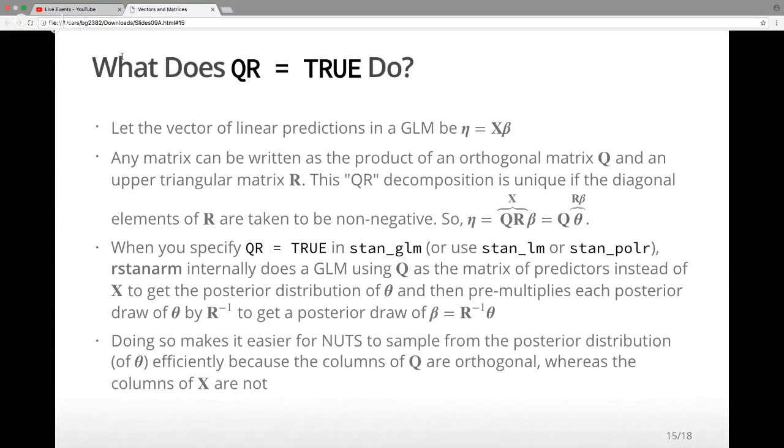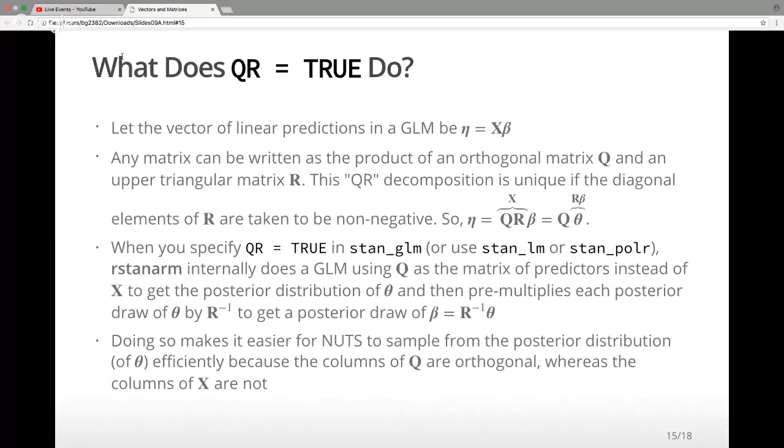So if we let the vector of the linear predictors in a generalized linear model be X times beta, the matrix product there, it's true that any matrix, such as X, can be written as the product of an orthogonal matrix and an upper triangular matrix. Indeed, this is called the QR decomposition, because Q for orthogonal, R for upper triangular. And it's unique if you take the diagonal elements of R to be non-negative. And we can always make that so just by multiplying some stuff by -1.